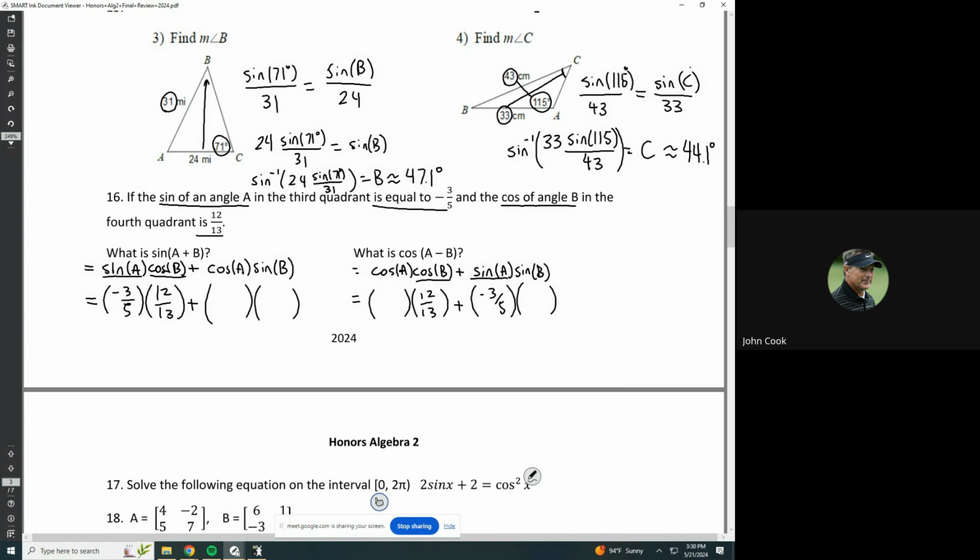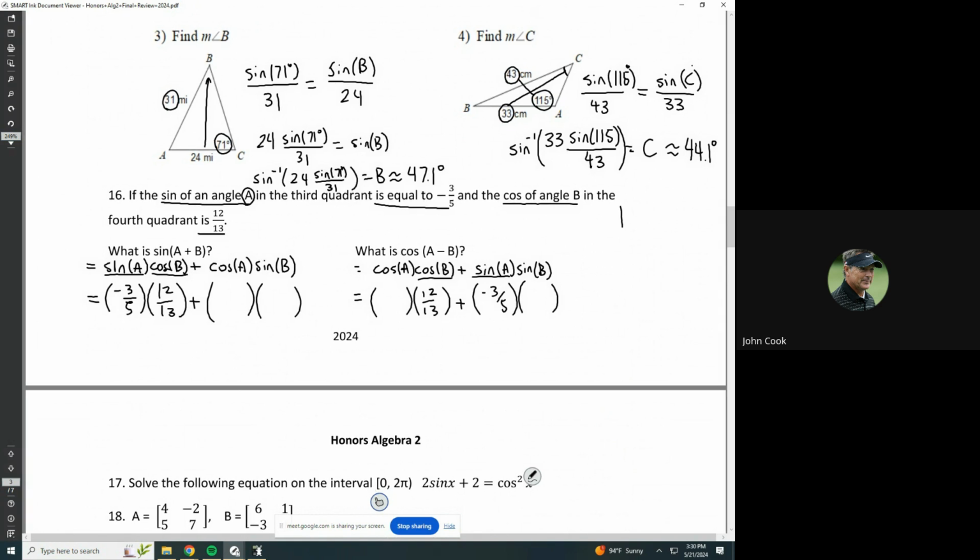Okay, so let's find what those missing ratios are going to be off to the side. Let's concentrate on angle A first. Angle A is in the third quadrant, which is down here. That makes a right triangle. So here's my reference angle for angle A, and it tells me that the sine of that angle is negative 3/5. Sine is the opposite side over the hypotenuse. Then if I use the Pythagorean theorem, I can find that last missing side on this right triangle.